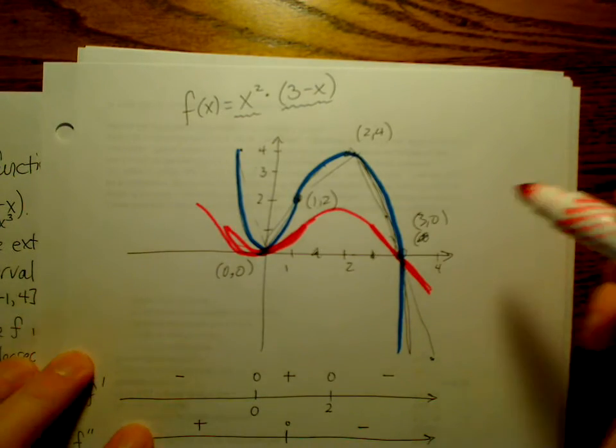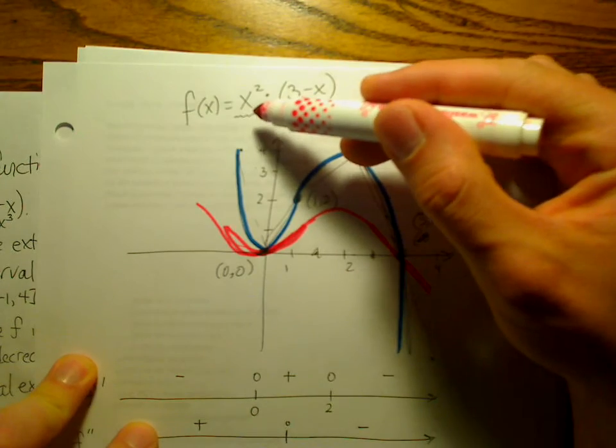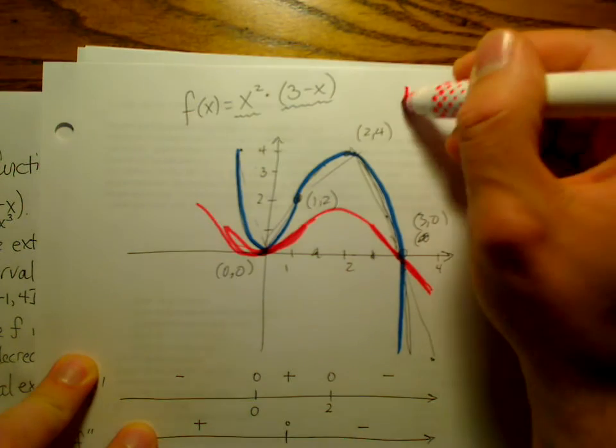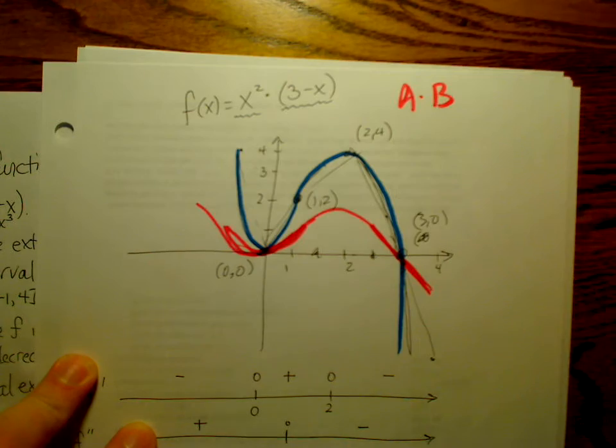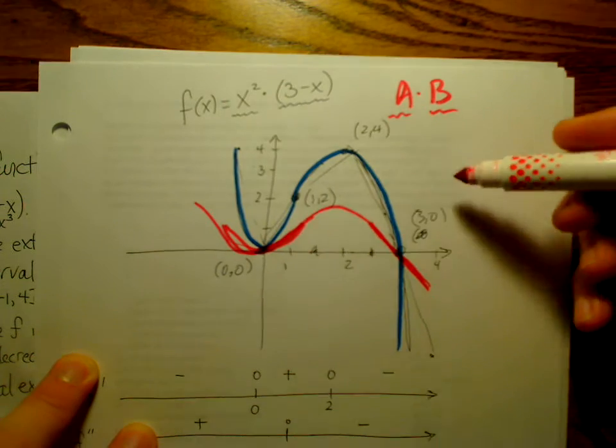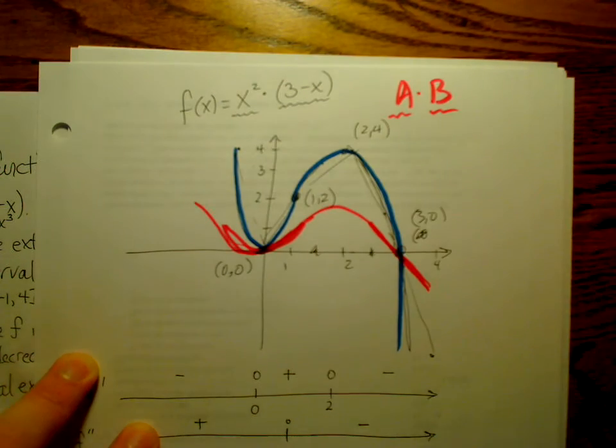This is another thing that you can try. If you see the function written as this times that, as a times b, you may know off the top of your head what the a looks like and what the b looks like. And so at the places where that's close to 0, you should expect the same thing to happen.